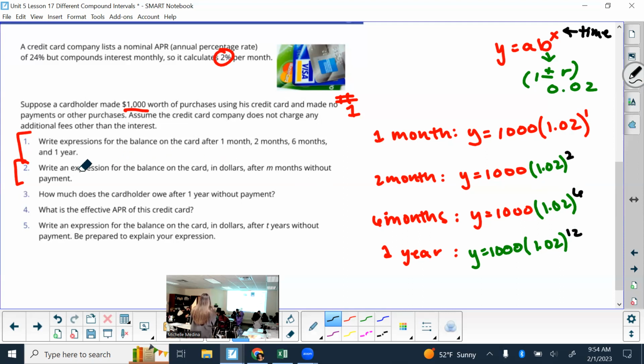For 2, the only difference is it asks for m months. So the variable that's affected by the time is the exponent. So then you just make that m. A lot of you get confused by that on a test. Like you'll answer, if it's 4 parts, the first 3 parts right. But then when they say m months, all you have to do is replace it with an m. All right, questions?